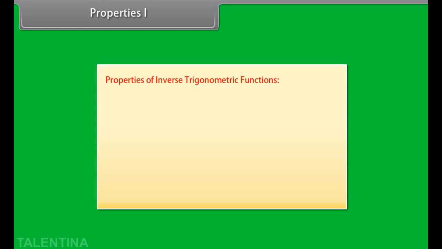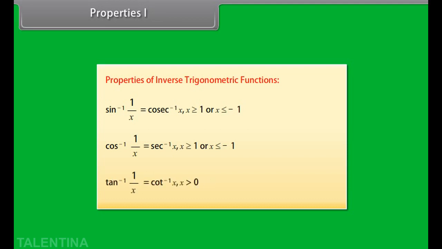Properties 1. Let's now learn about properties of inverse trigonometric functions. Sine inverse 1 by x is equal to cosec inverse x. X is greater than or equal to 1 or x is less than or equal to minus 1. Cos inverse 1 by x is equal to sec inverse x. X is greater than or equal to 1 or x is less than or equal to minus 1. Tan inverse 1 by x is equal to cot inverse x. X is greater than 0.